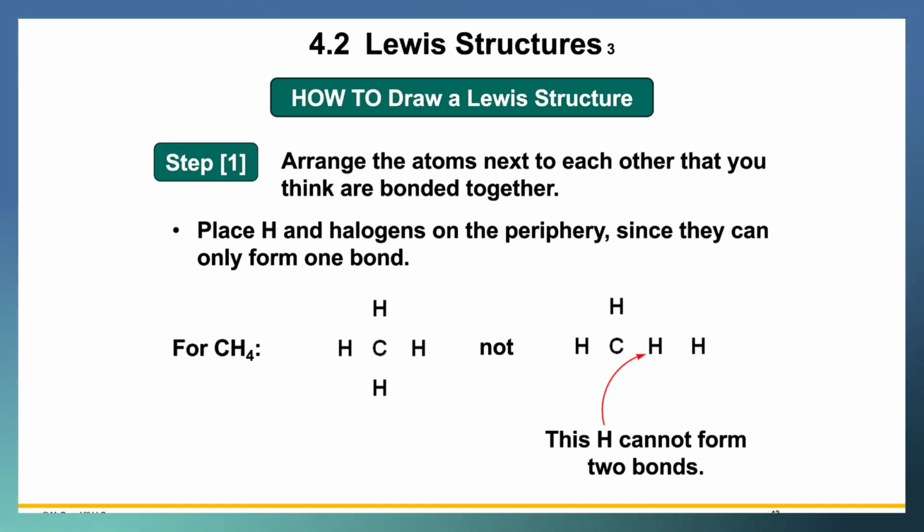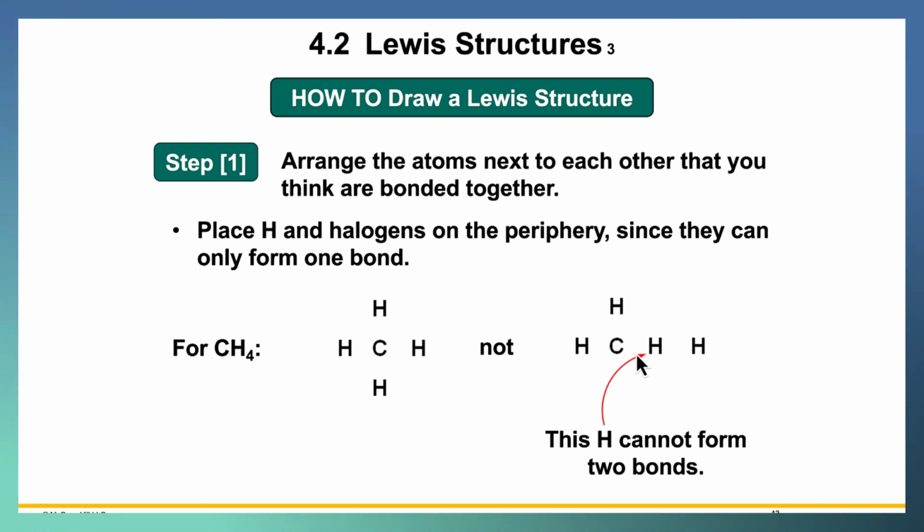So when you draw your structure, you're going to want to arrange the atoms that you think are going to be bonded to one another, and then start drawing the rest. So you're going to want to put halogens and hydrogen on the periphery, so on the outside of the molecule, because they can only form one bond.